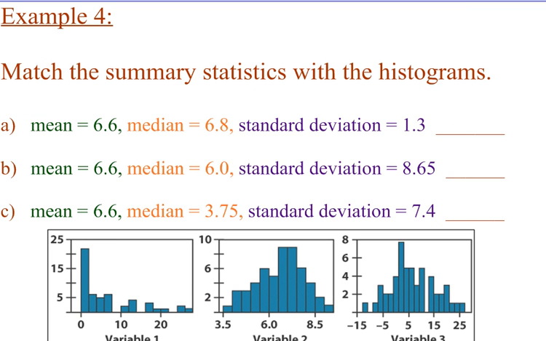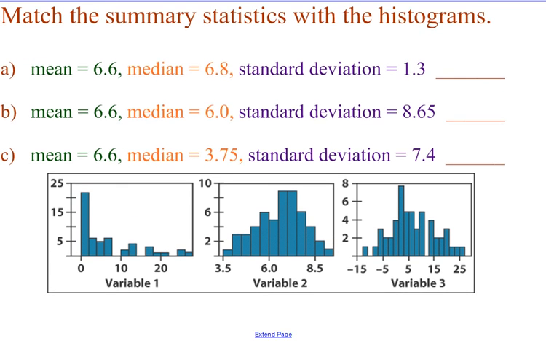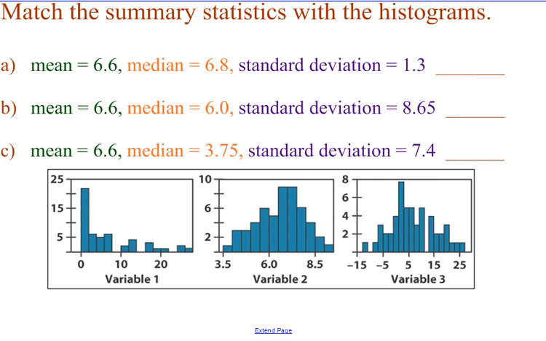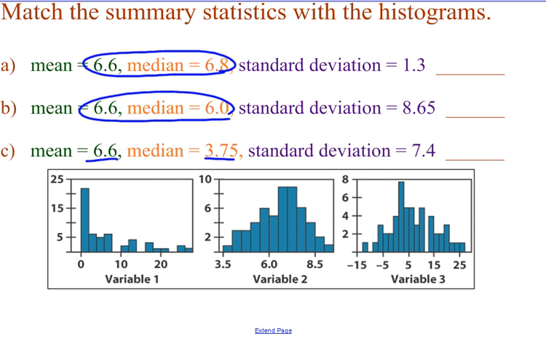So our last example we're going to do, this is us trying to match graphs. We're going to match which of these graphs looks like it has a mean of 6.6, median of 6.8, and a standard deviation of 1.3. So the one that has the mean and median the closest would be our most normal one, right? Like here, these are pretty close. So that looks like that could be a normal graph, and these are pretty close. These are not close at all. And remember, the mean gets pulled in the direction of the skew. So since 3.75 would be here and 6.6 is here, I'm going to say that this graph is right skewed.